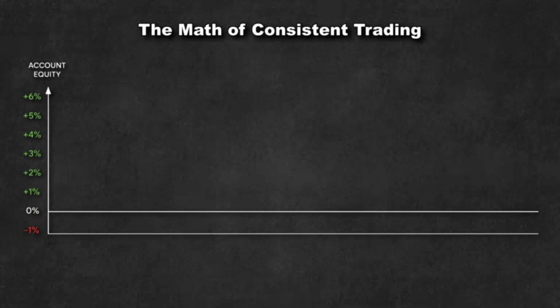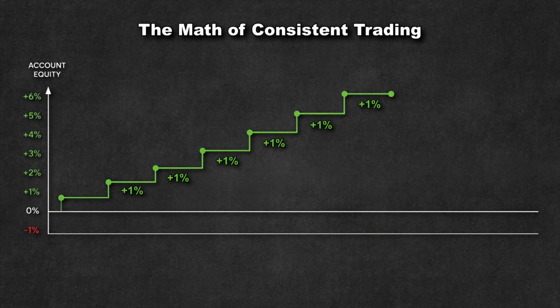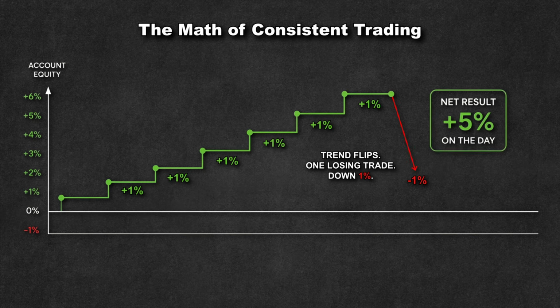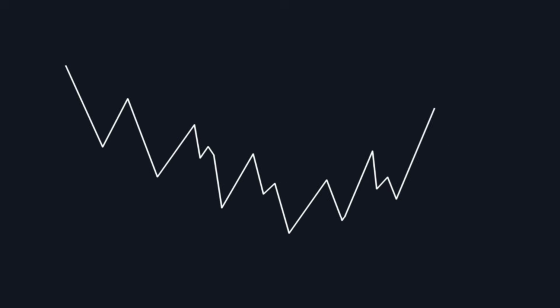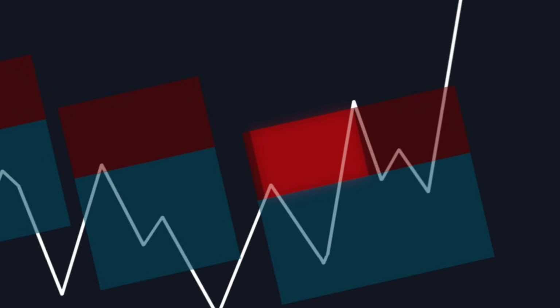Picture this. You take a series of shorts in a downtrend. The winners stack up to 6%. Then the trend flips. You take one losing trade. That's down 1%. You're still up 5% on the day. Some of those trades closed in 2 minutes, some in 10. None of them took more than 15. And you didn't predict a single big move. You just kept taking the small, predictable pieces and you let the stop out tell you when to flip. That is 1 minute scalping at its finest.